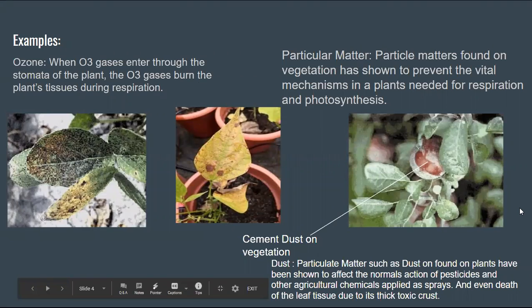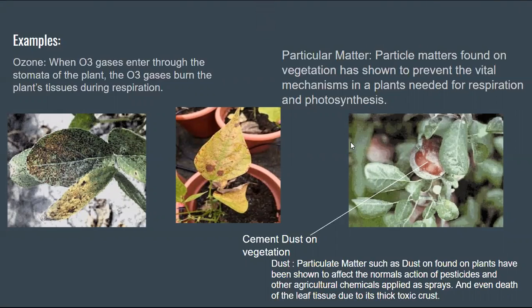The example on the left is when O3 gases enter through the stomata of the plant, the O3 gases burn the plant's tissues during respiration. This is because ozone reduces plants' ability to take in carbon dioxide, which ultimately leads to a decrease in productivity.